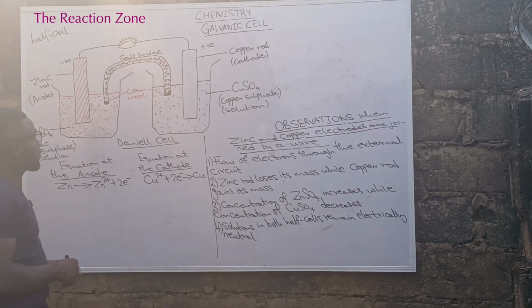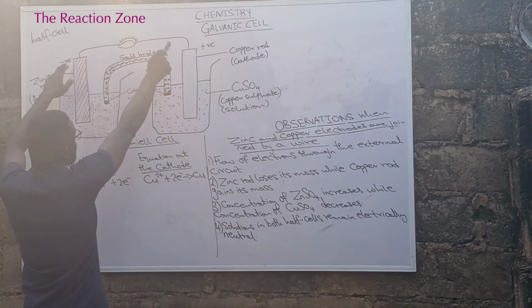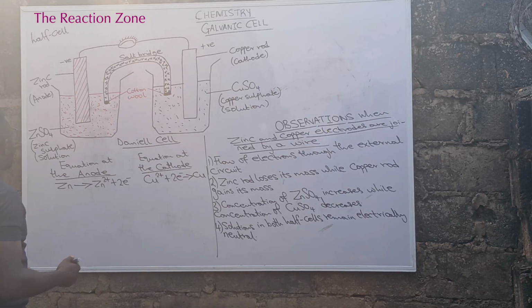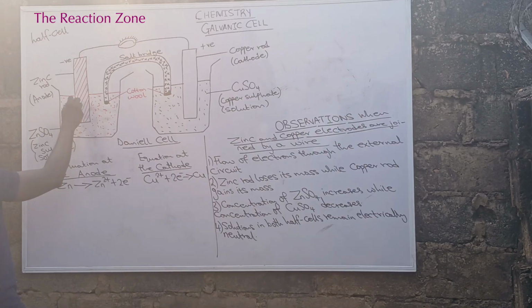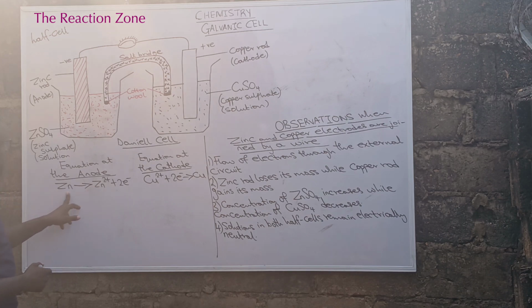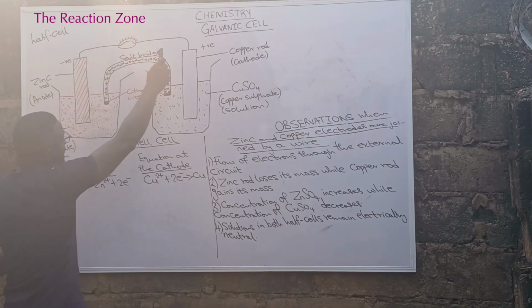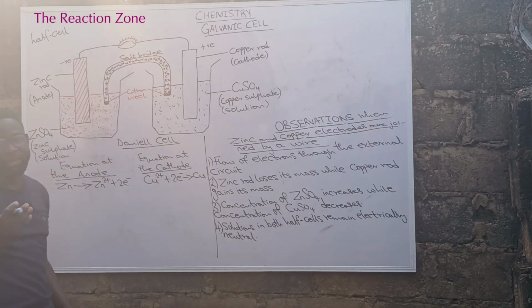This is what happens. When the zinc rod is connected to the copper rod through this wire, the atoms of zinc on the zinc rod will lose electrons and ionize and go into the solution as zinc ions. So this shows the equation at the anode, zinc atoms losing electrons and entering the solution as zinc ions. Now, those electrons travel through the connecting wire and in the process generate electric current.